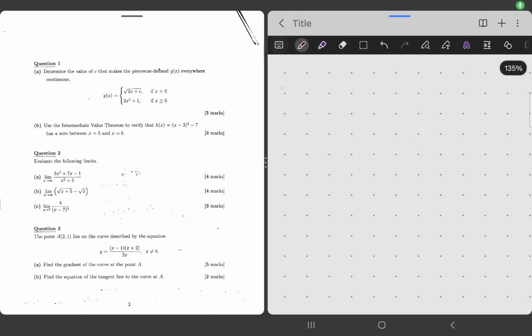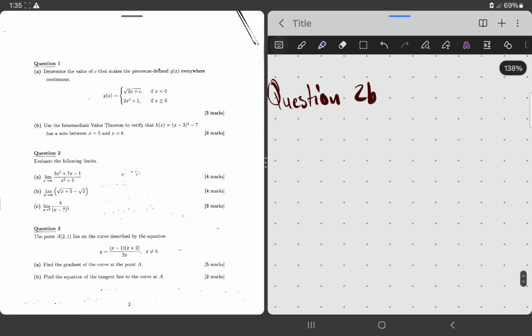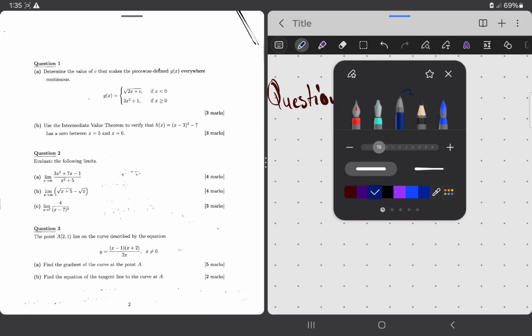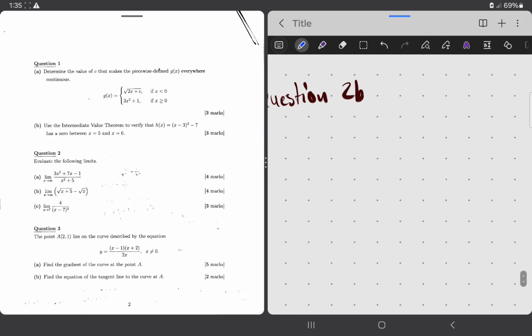Now we are going through question 2b. Let's go through the question. You write question 2b, or you can just say part B. What does it say? Let's go through it and let's enjoy it. All right. What is it saying? We'll try to be as fast as we can.